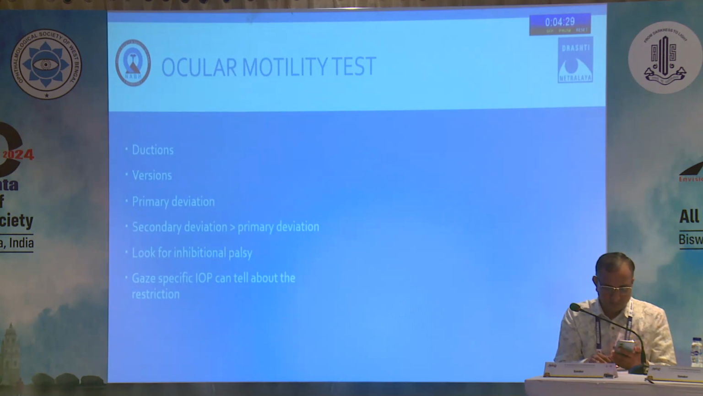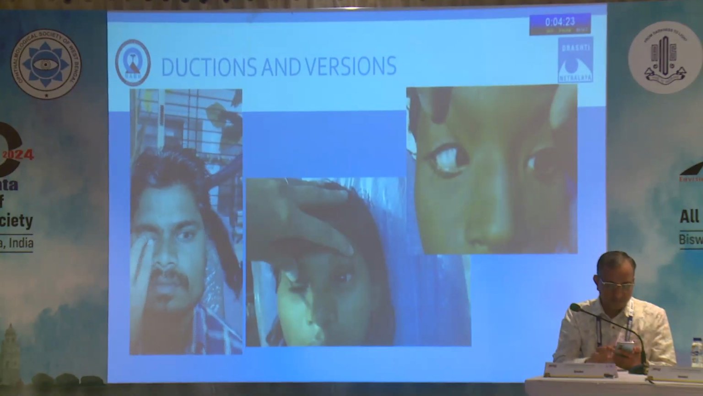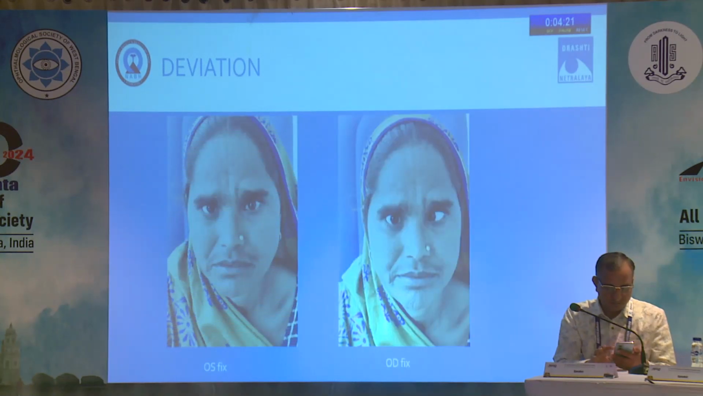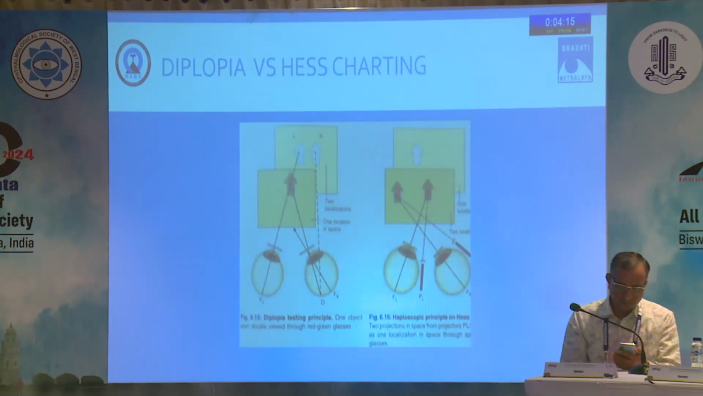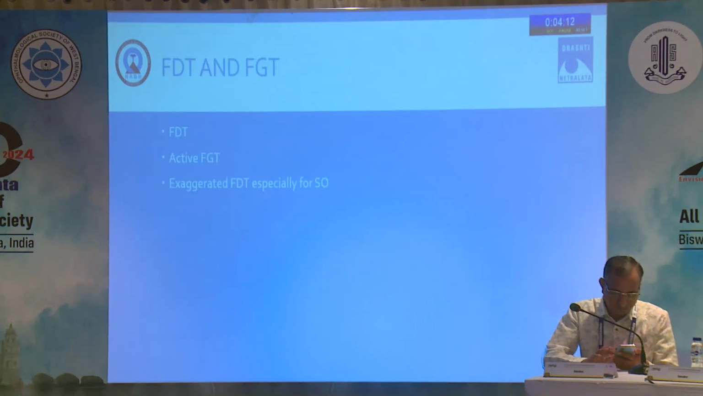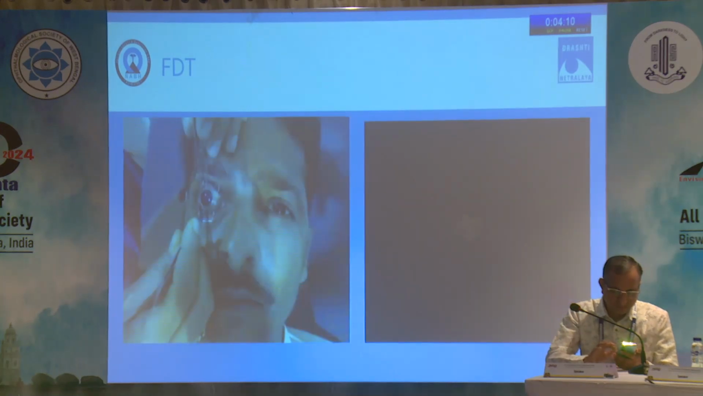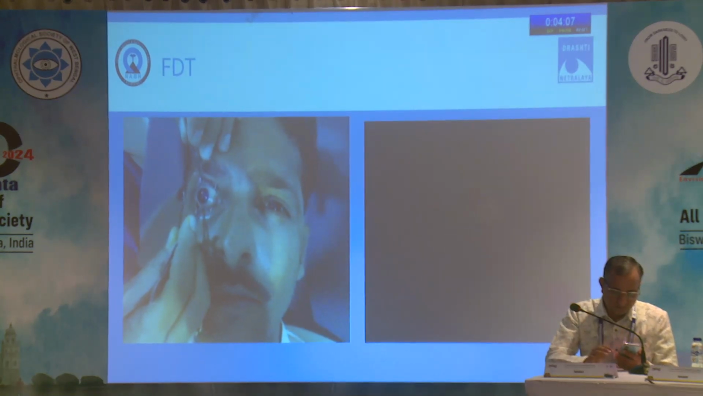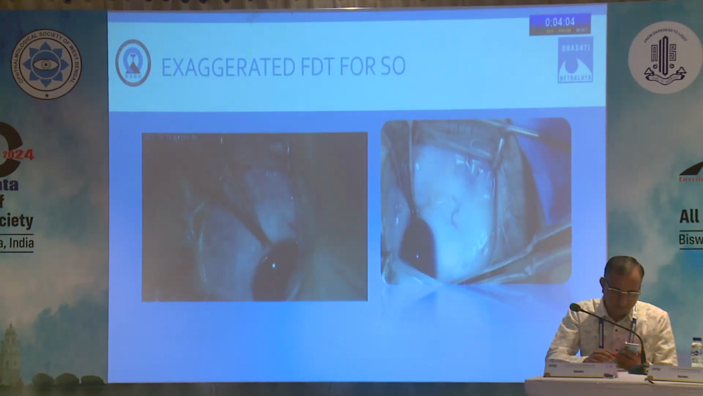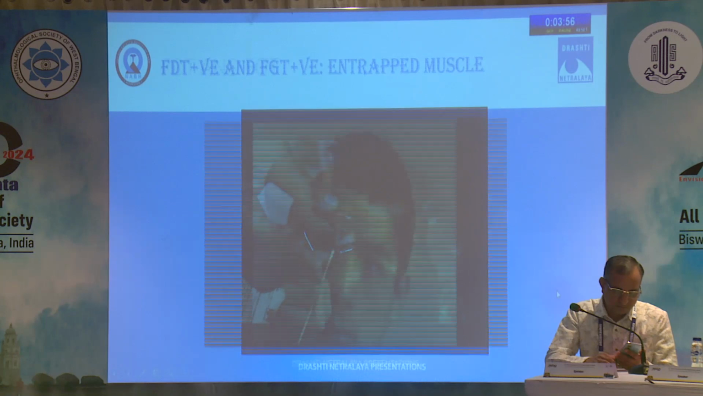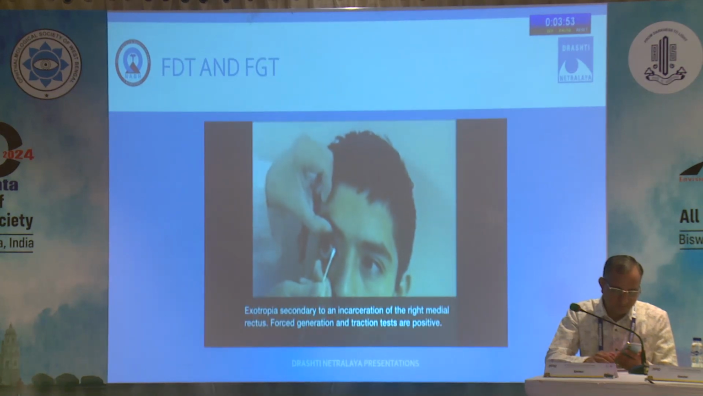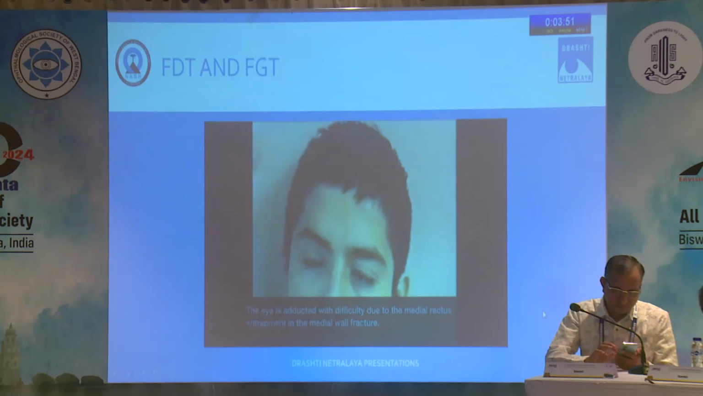You have to check for duction, version, primary deviation, secondary deviation, look for inhibitory palsy and gaze palsies. As I said, all the ductions and movement should be checked properly. Primary deviation, secondary deviation, and diplopia workup, including Hess screening, diplopia field, and all the things we have to do along with FDT, FGT, and we can do exaggerated FGT or FDT also. So especially for superior oblique, we have to do exaggerated FDT, or you can check the entrapped muscle. So I'll not show all the detail of video, but this is the FDT and FGT. In babies, you can just do FDT with the Q-tip also, with topical anesthesia.